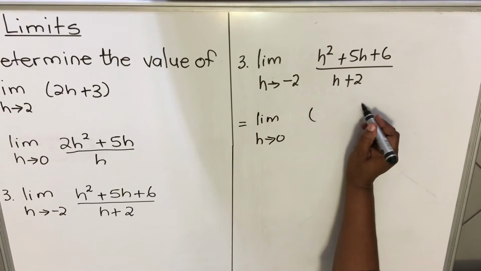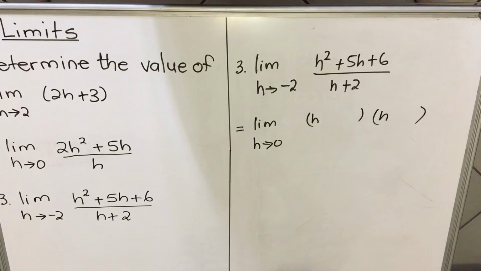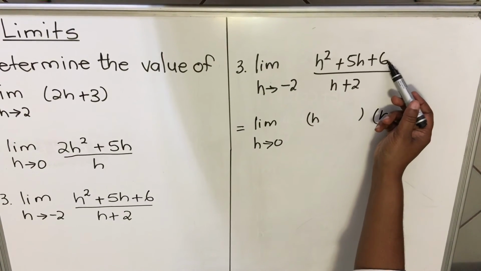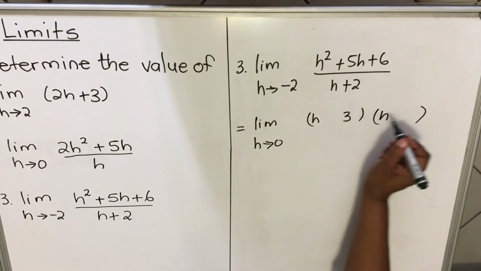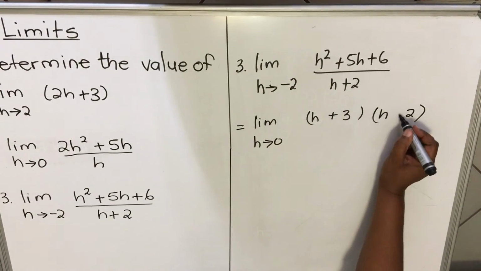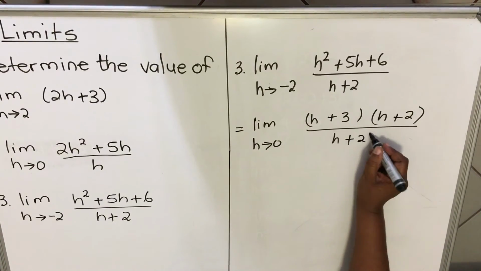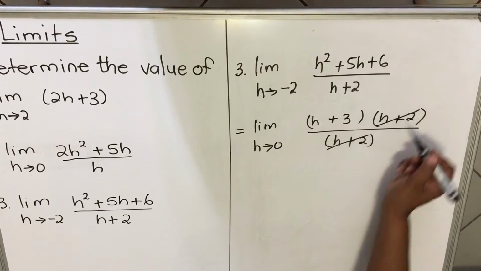Now this is a trinomial. I'll have 2 brackets. I'll have my h here, my h here. 2 things that I multiply and they give me 5. It's 3 and 2. And because it's plus plus, they're going to be plus all of them. H plus 2. So you do see this bracket will cancel that out.